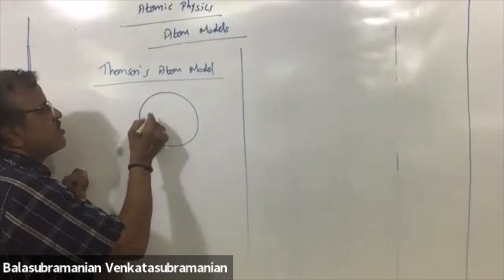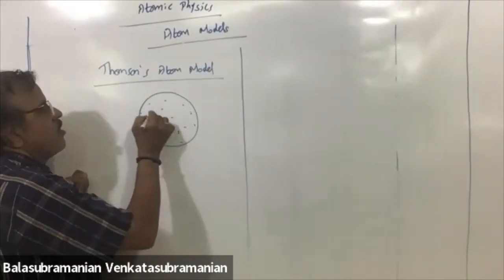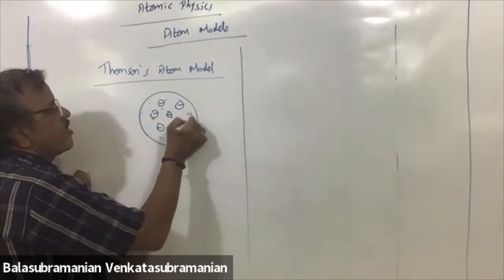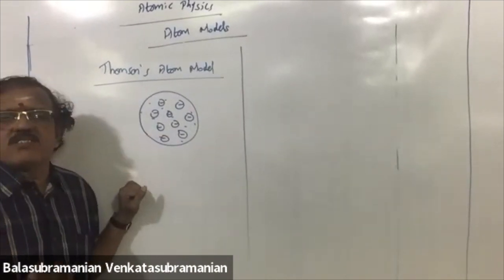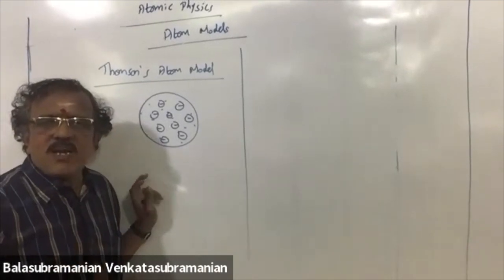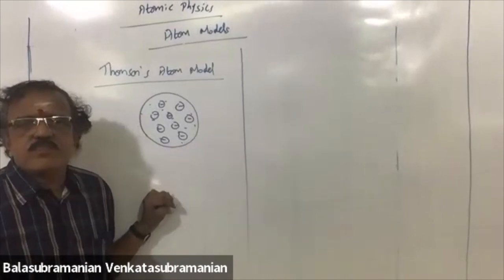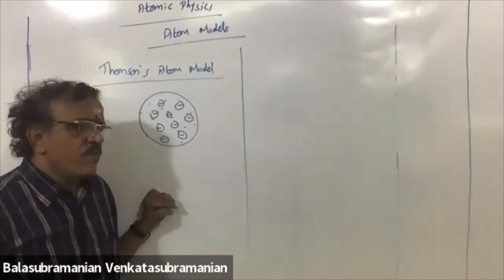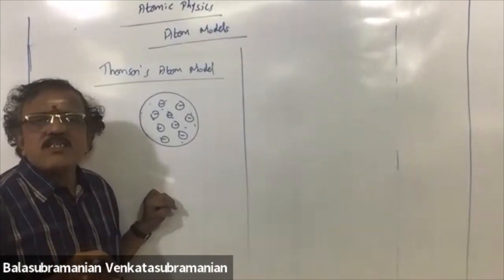You have a positively charged sphere and the electrons are fixed over it. Electrons are fixed, electrons are embedded. The number of electrons depends upon the type of atom you are choosing. So this is the information given by Thomson. It has got some drawbacks.